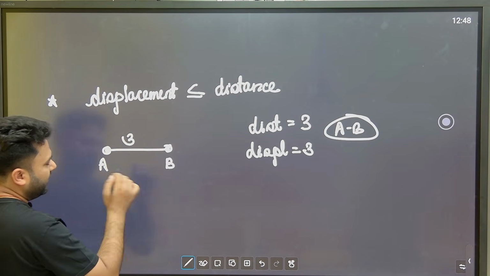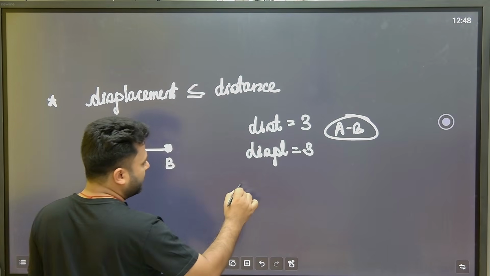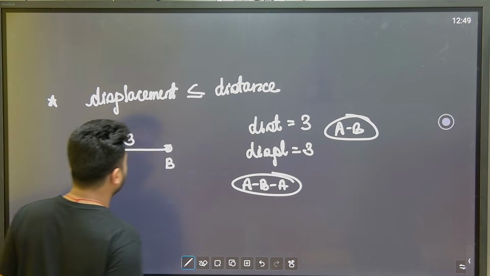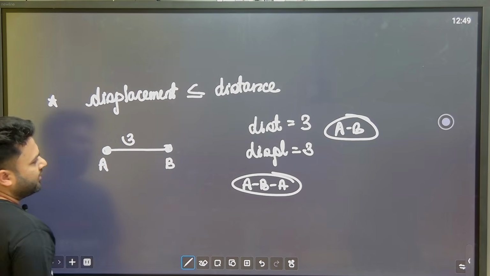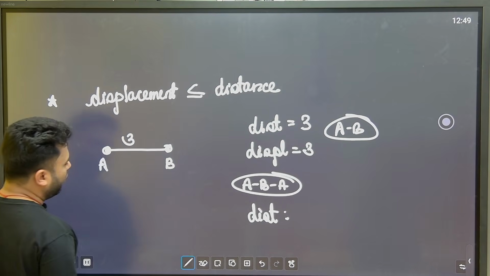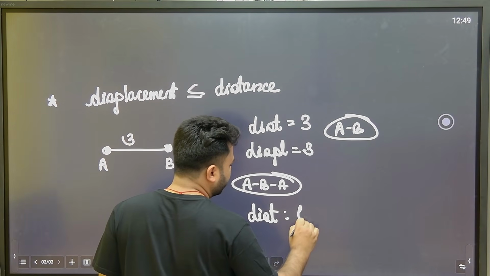If the body comes back from B to A, now I am focused upon A to B and B to A. This complete journey, A to B, B to A. If someone asks what is the distance, so how much you have traveled? 3 plus 3, that is 6 units.